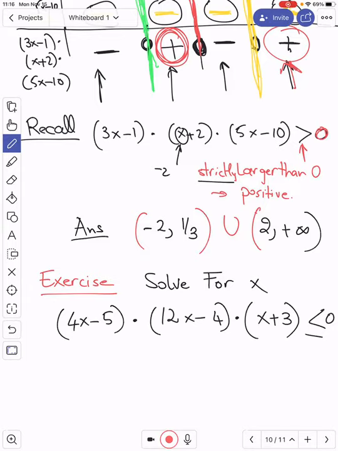Professor, is this the last topic for the semester? No, this is the last topic for this chapter 2. So next, chapter 3, we're going to discuss exponential and logarithmic functions, and then of course we keep the best for the end. The last chapter is the trig functions and trig inequalities or equations.